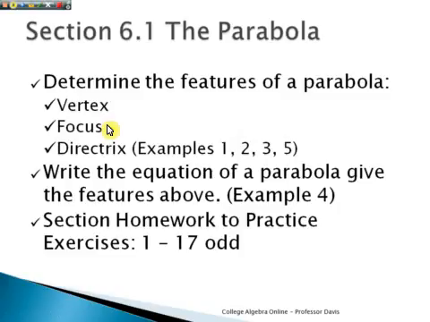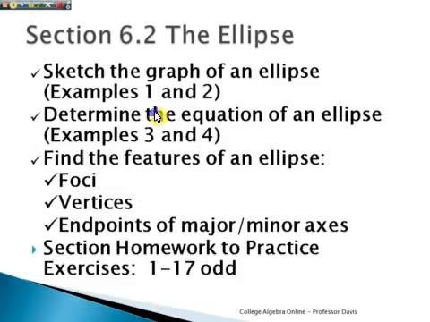Example 4 shows us kind of the opposite, how we can take those features and be able to write the equation of a parabola. So we want to practice exercises 1 through 17 there in section 6.1.